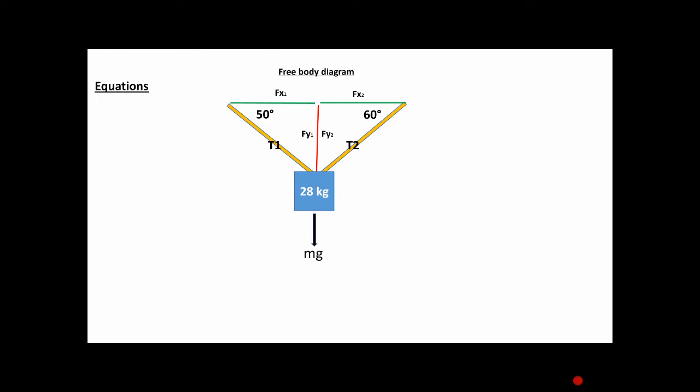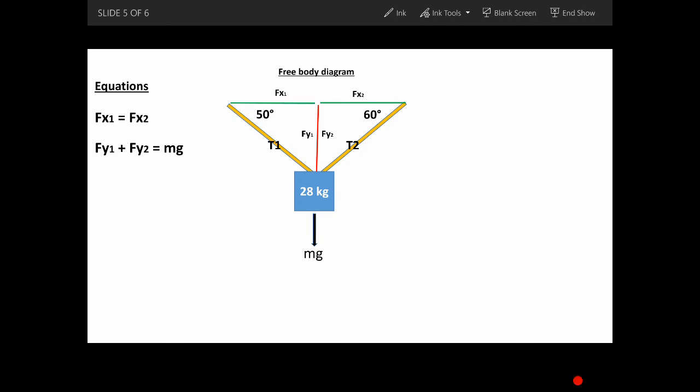Okay, the next thing we do is find some equations to help us. Now, Fx1 equals Fx2. This makes sense as it's a static force, there's no movement, so x1 must equal x2. The next equation: Fy1 plus Fy2 equals mg. Again, if you look at these two forces, they must equal mg.